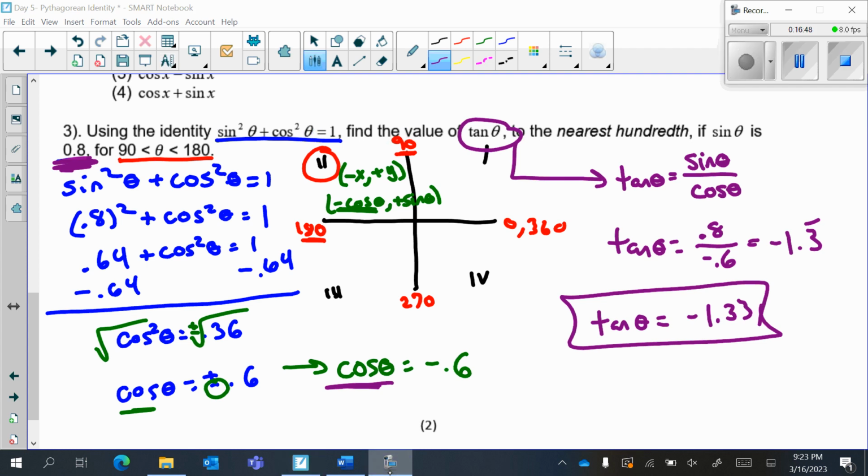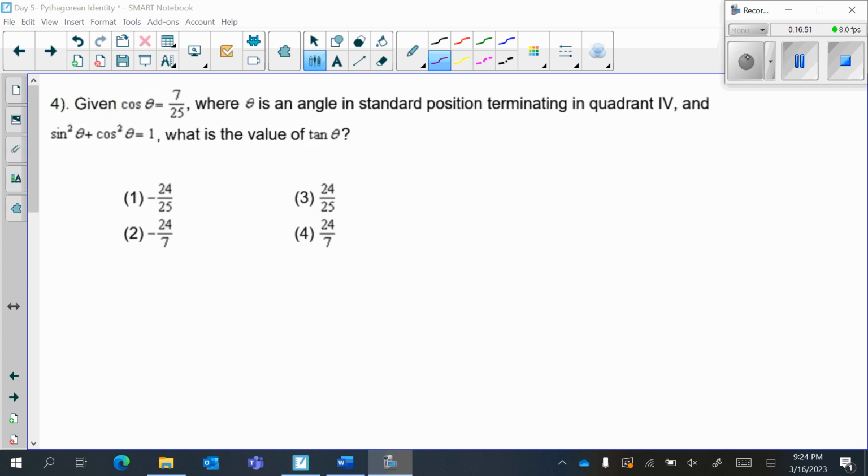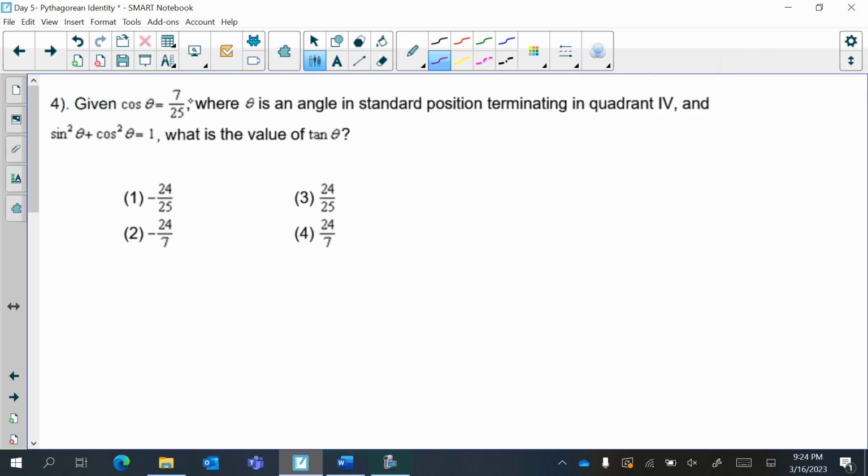All right. We're going to do the next problem, but we're not going to use the Pythagorean identity for it. If you would like to, you're more than welcome to, and you'll get the right answer. But there's a very easy way to do this problem. Now, they're telling you cosine is 7 over 25. Well, if cosine is 7 over 25, cosine is adjacent over hypotenuse, right? And we want to find the value of tangent. And this only works because it's a multiple choice question.